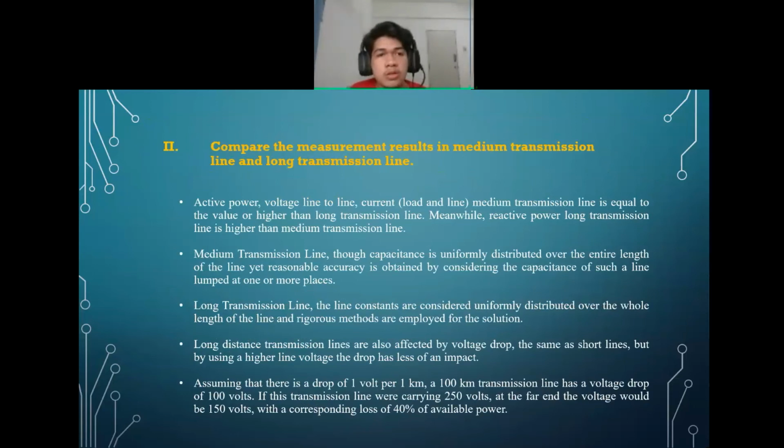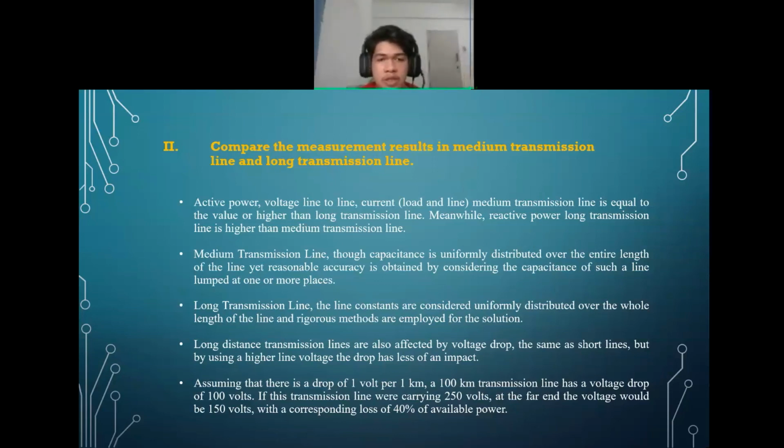Okay. Second question is to compare the maximum result in the medium transmission line and the long transmission line. First, the power. By the result, for line to line voltage, current, load and line, the medium transmission line is equal to or higher than the long transmission line. Meanwhile, the power loss in the long transmission line is higher than in the medium transmission line. In the medium transmission line, the capacitance is uniformly distributed over the entire length of the line, yet reasonable accuracy is obtained by considering the capacitance of such a line lumped at one or more places.